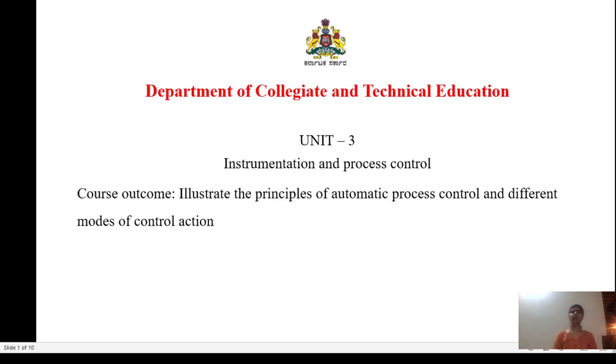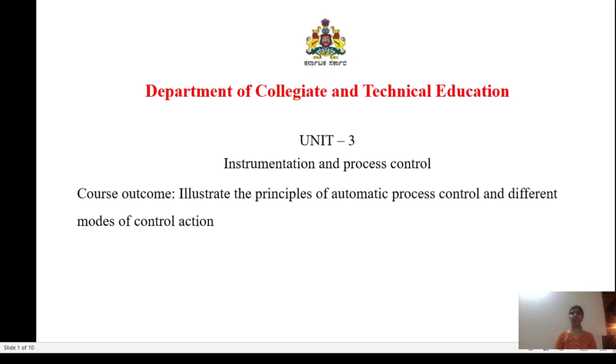In the last session, we have learnt about the modes of control. What is mode of control? What are the different modes of control? And especially, we have learned the principle of the working of the on-off control mode of action and also the proportional mode of control action of Unit 3.